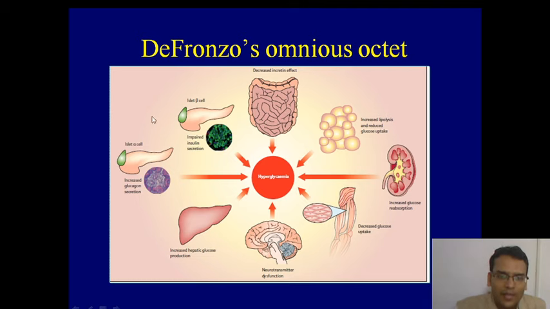So there are various players in pathophysiology of diabetes, including pancreas, GI system, adipose tissue, kidneys, muscles, brain, and liver. So the pathophysiology of diabetes is varied, and you may need drugs which could require to be targeted at different levels.